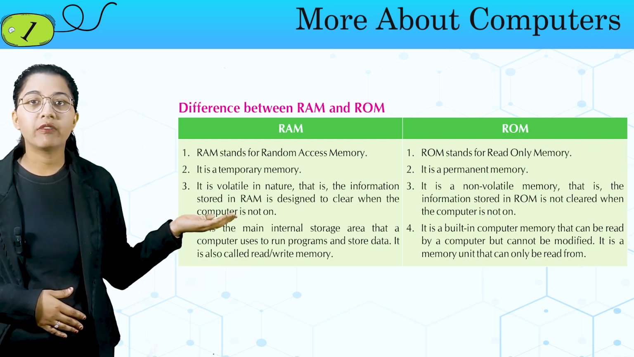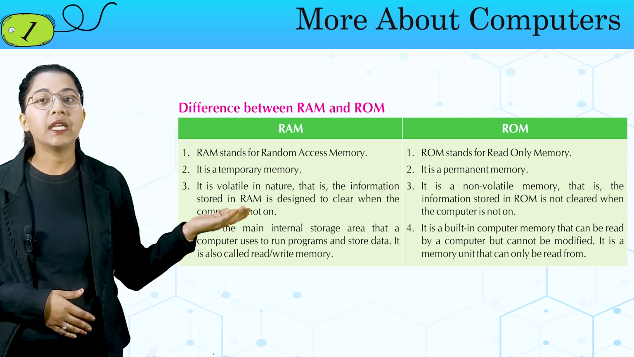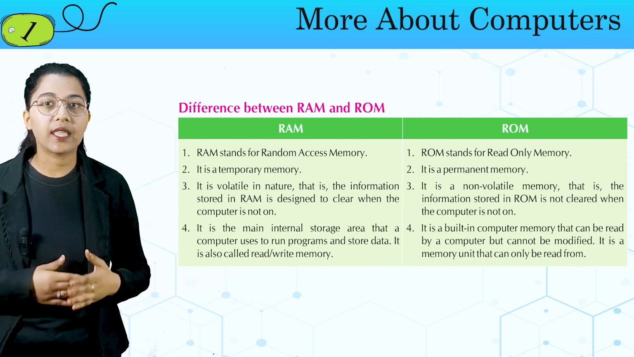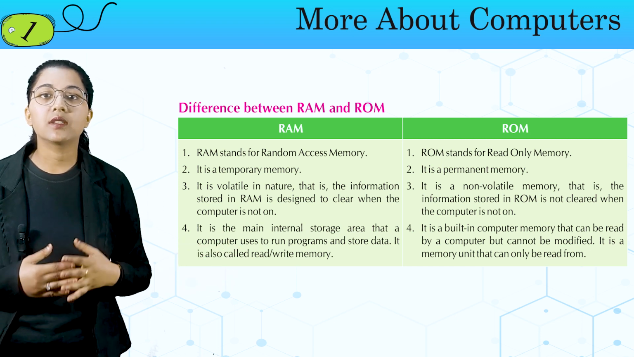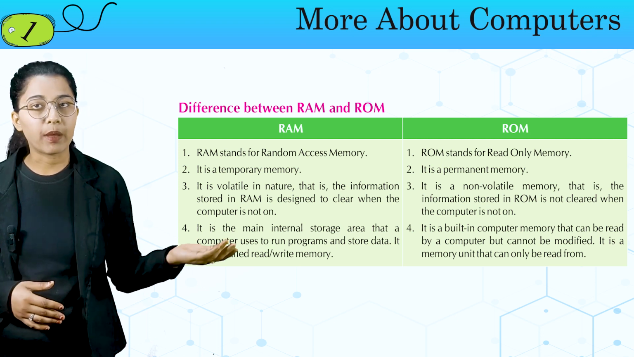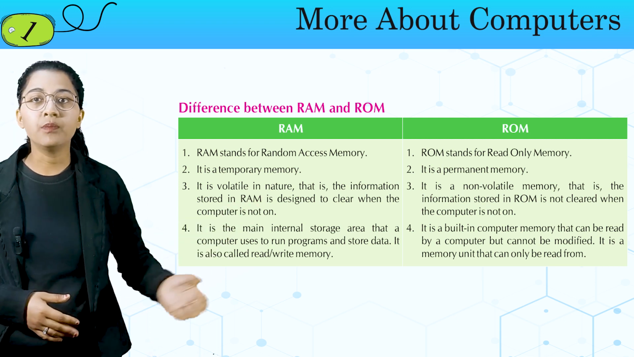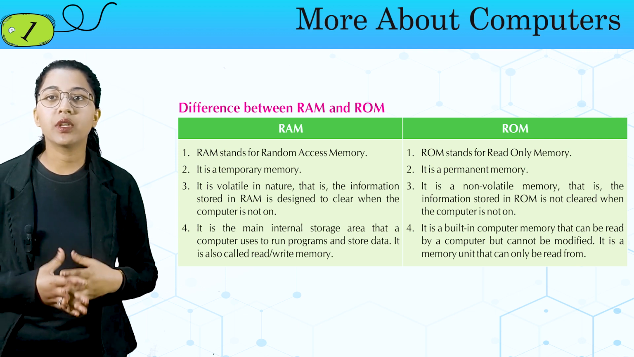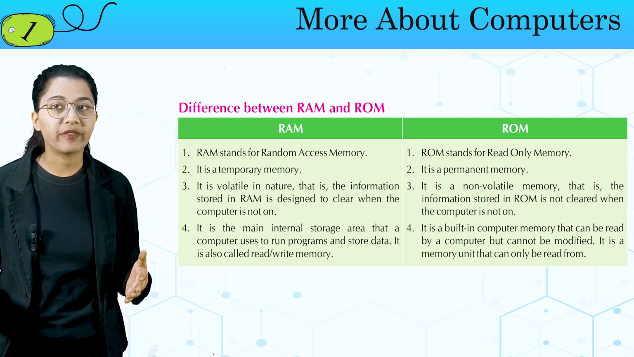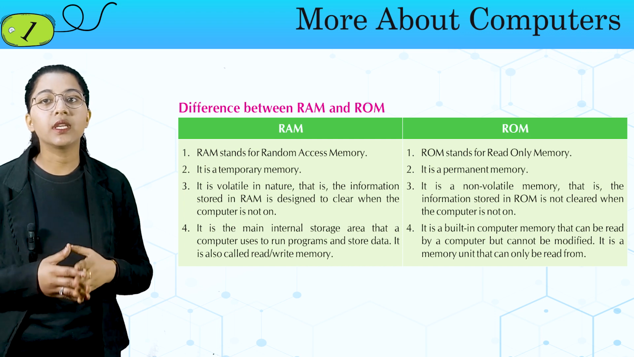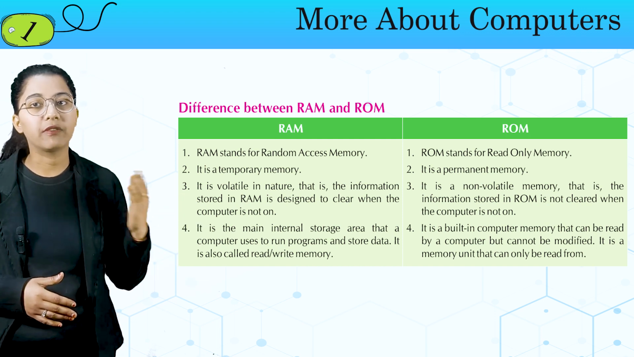And the fourth point of RAM is it is the main internal storage area that a computer uses to run programs and store data. It is also called read-write memory. And ROM is built-in computer memory that can be read by a computer but cannot be modified. It is a memory unit that can only be read from.